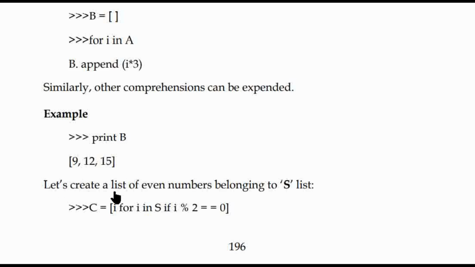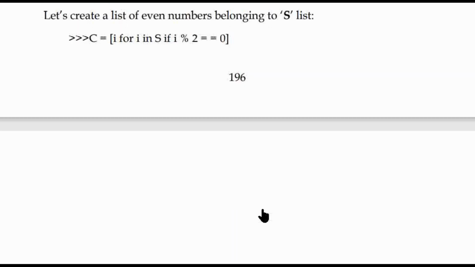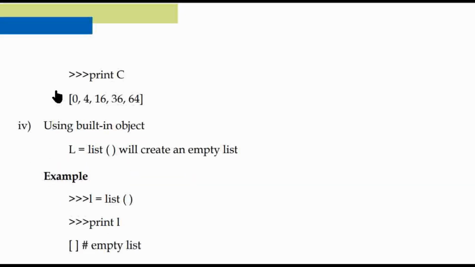Let's create a list of even numbers belonging to the S list. C = [i for i in S if i % 2 == 0]. Print C: 0 4 16 36 64.